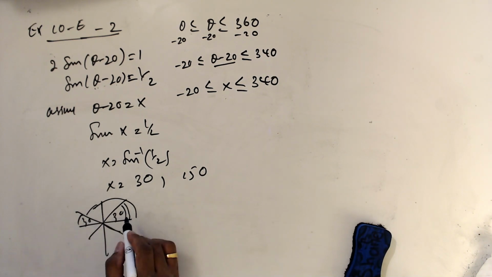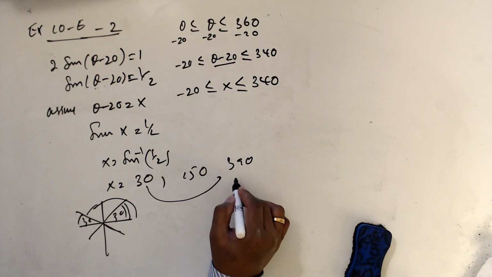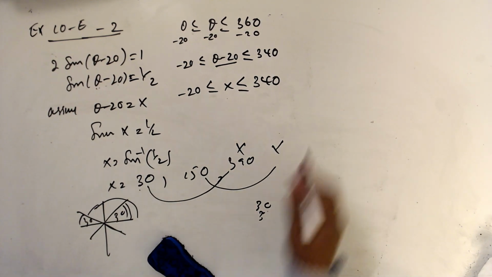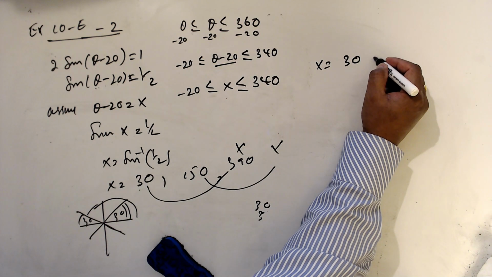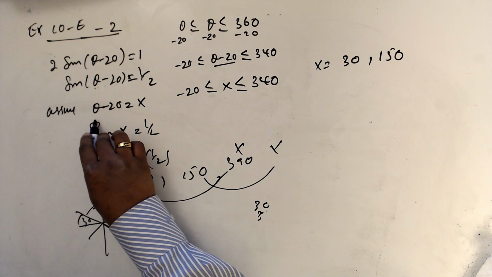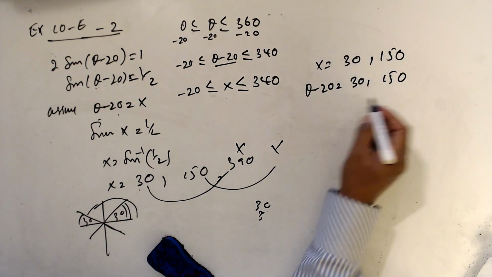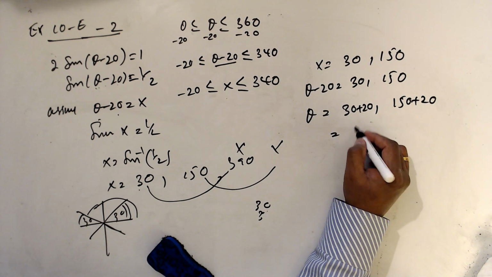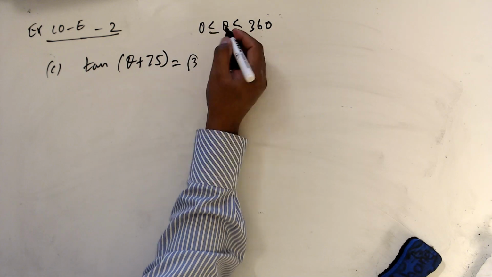So 30, 150. Then you can add 30 plus 360, 390. It is out of range. The other one is also out of range. So the only two answers there are x equals 30 and x equals 150. Then theta minus 20 equals 30, 150. Then theta equals 30 plus 20, 150 plus 20, which is 50 and 170. So this is theta.